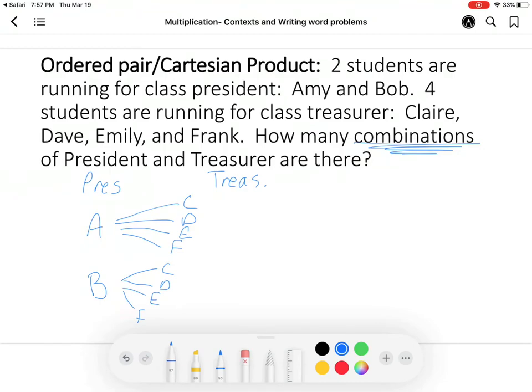Or Frank. And so I can look at this picture. It looks like multiplication. 2 sets of 4. 2 groups of 4. 2 times 4 gives me all of the combos. I could list them out if I wanted to, Amy and Claire, Amy and Dave, and so on. But my picture tells me I'll have 2 sets of 4.